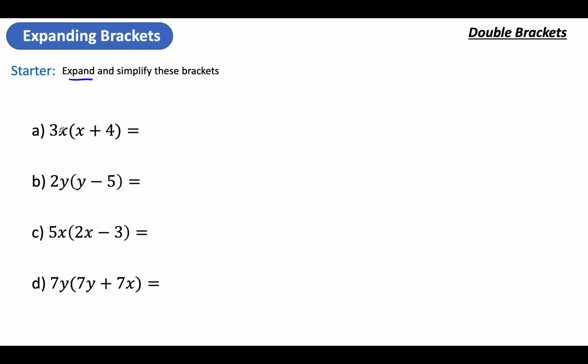Although I don't think these are going to need simplifying. They just need expanding. So this is basically what we were doing last time. Remember, everything in the bracket needs multiplying by the thing at the front. And that's expanded it, okay?